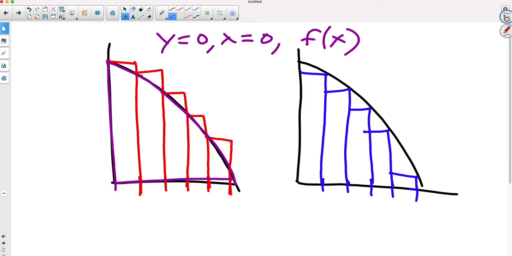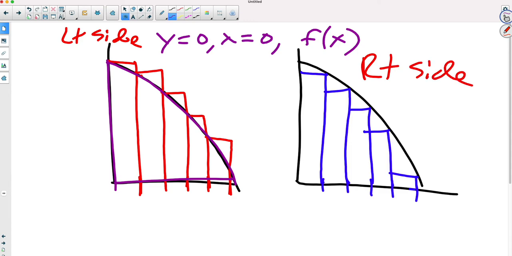But yes, when I box like this, this is called a left side estimate, because I'm starting with the box on the left side. See that? So what do you think we're going to call this side? Right side estimate. In this case, the left side estimate is an overestimate. The right side is an underestimate.